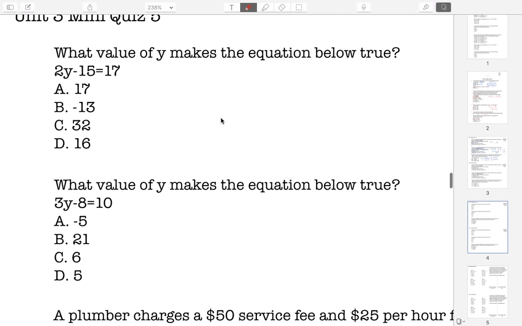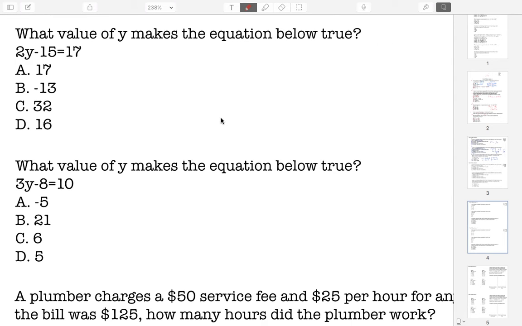Unit 3, mini quiz 5. What value of y makes the equation below true? So we're going to write the 2y minus 15 equals 17 one more time and work this out. So we're going to put our dividing line here.